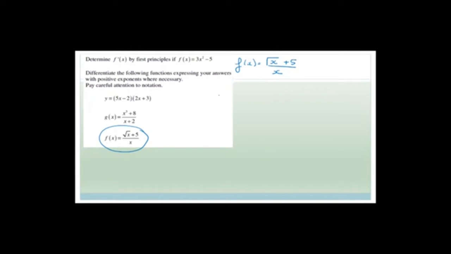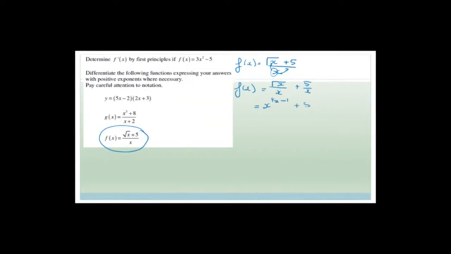Again, we don't know how to do differentiation when there's a quotient. There's a quotient rule that you'll learn at varsity or college or whatever, but in this case we don't know it. So we have to take it slowly, and we divide this x into both of the terms on top. So f of x is root x over x plus 5 over x. Do you agree that it becomes x to the half minus 1? Because that's x to the half and this is at the bottom.